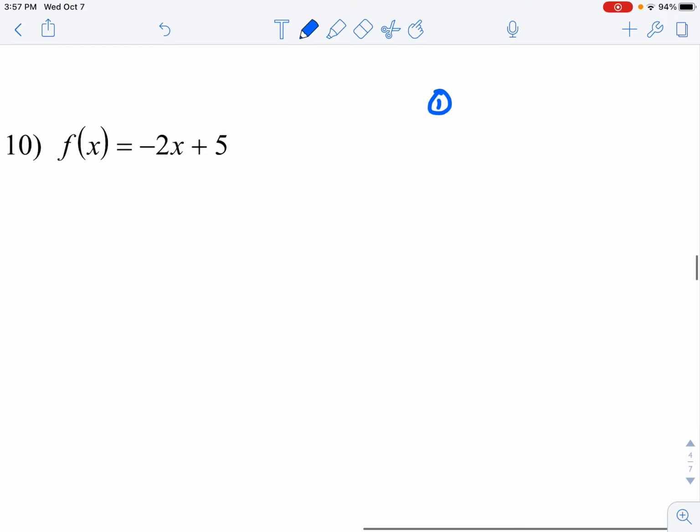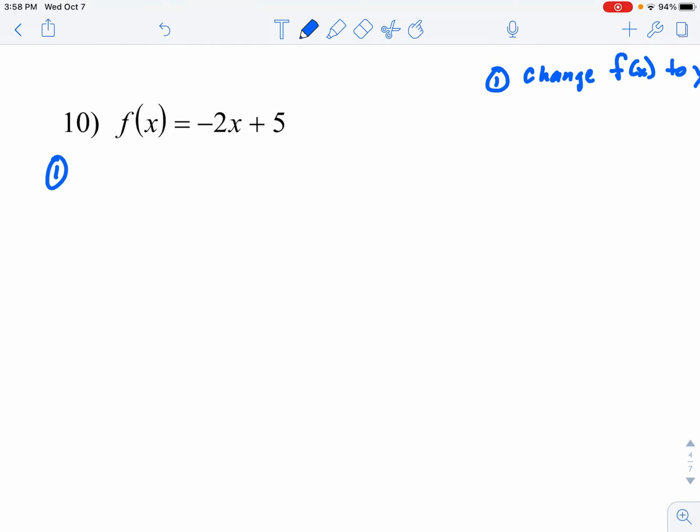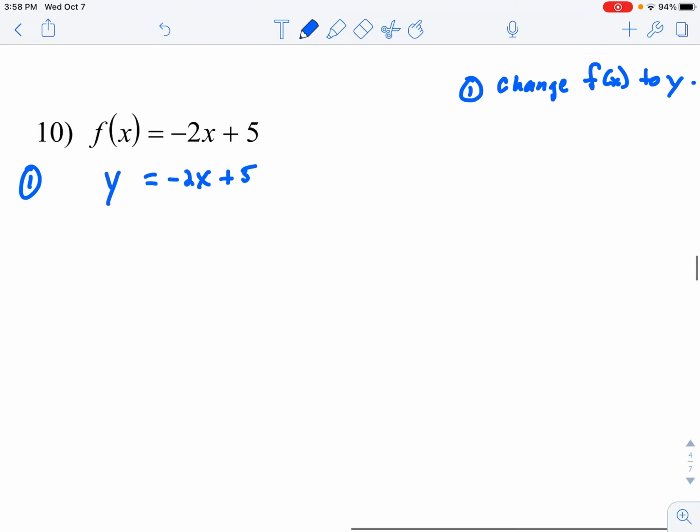Step 1 is basically notation, and it makes things easier to work with. So change f of x to y. It's just easier with all the work and calculations we're going to do to have a y and an x instead of an f of x and an x. I guess you could say step 1 is optional, but I like to do it. So the first thing I'm going to do is y equals negative 2x plus 5.